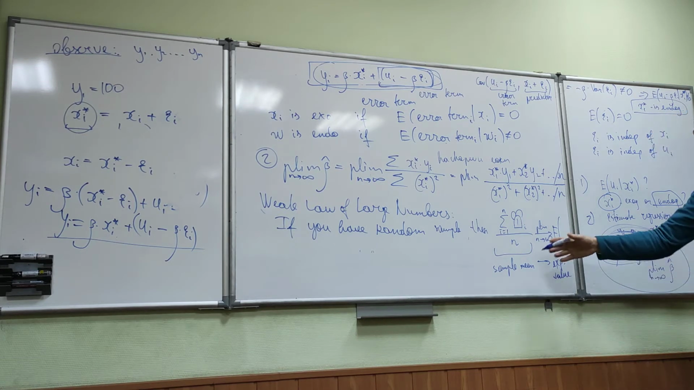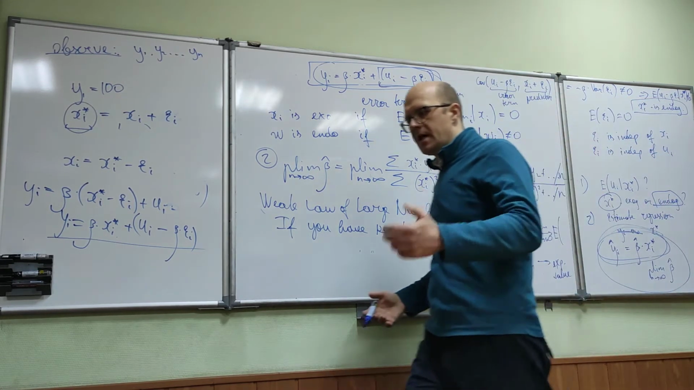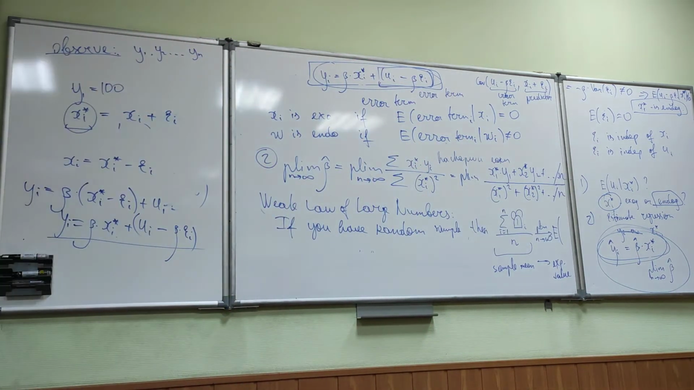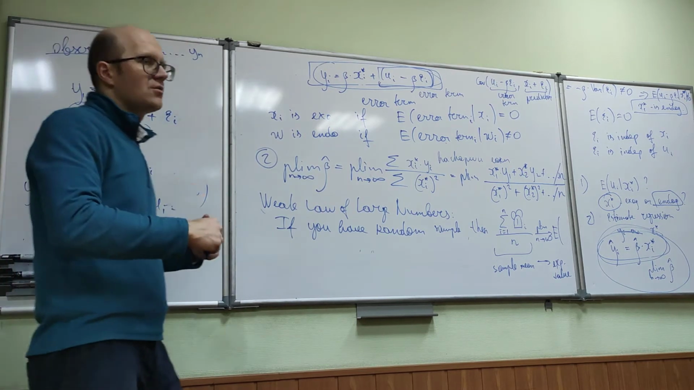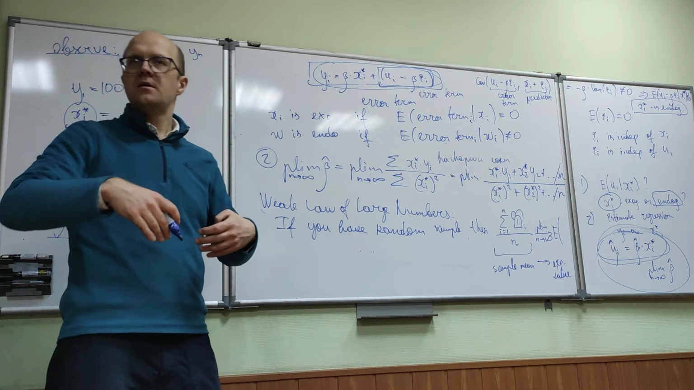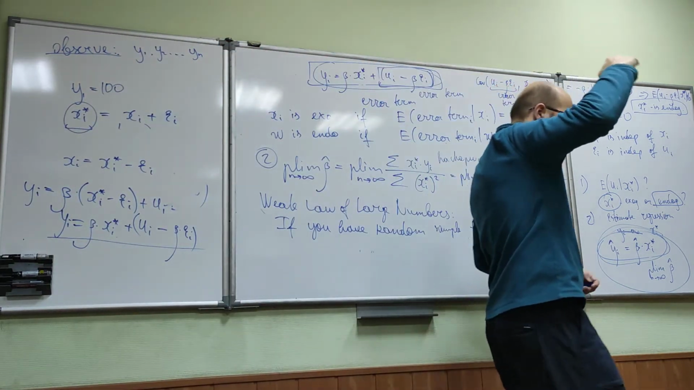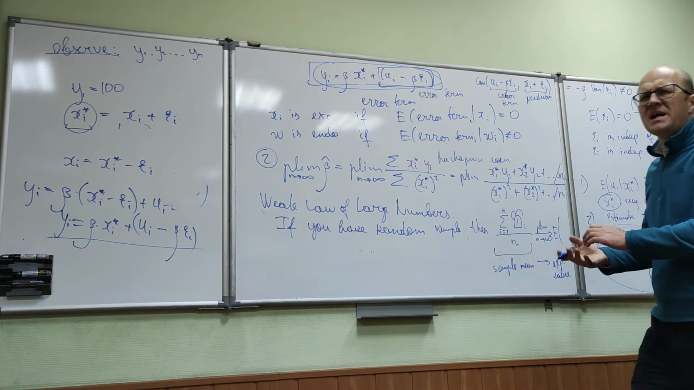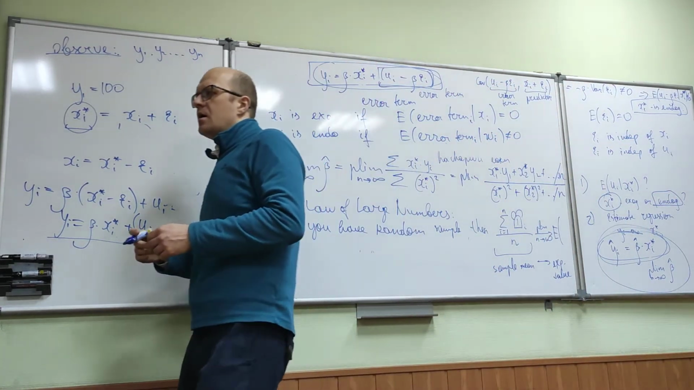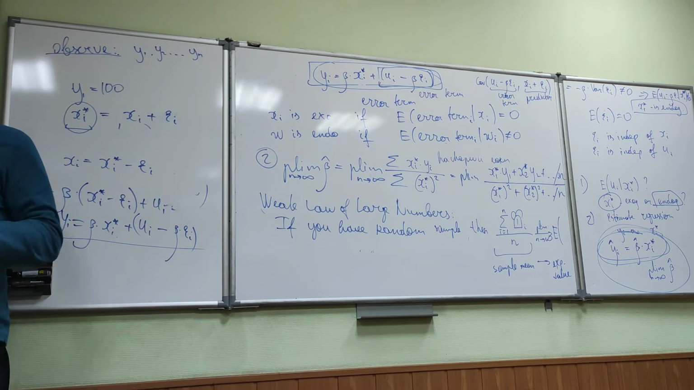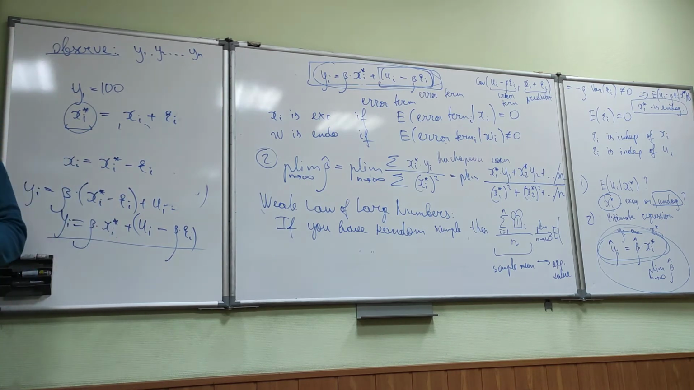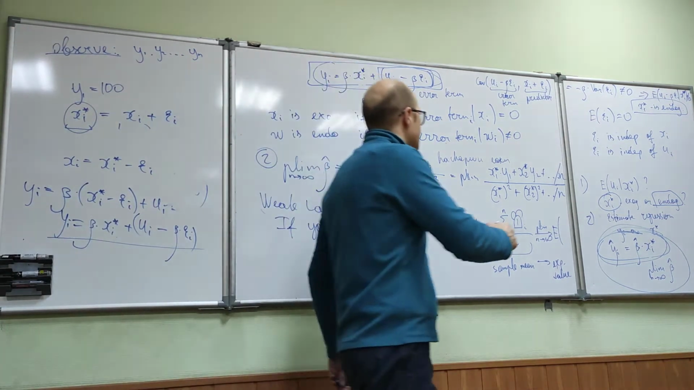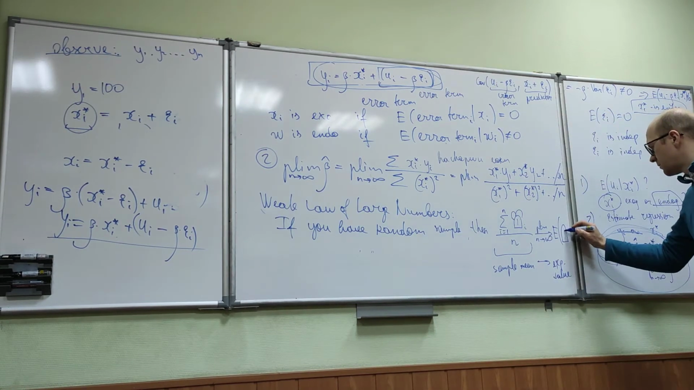Sample mean. So if you, let's say, take 1,000 randomly chosen persons from, let's say, Moscow, and you calculate the average height of 1,000 randomly chosen persons in Moscow, then basically you obtain the mean value of height in Moscow, the expected value.